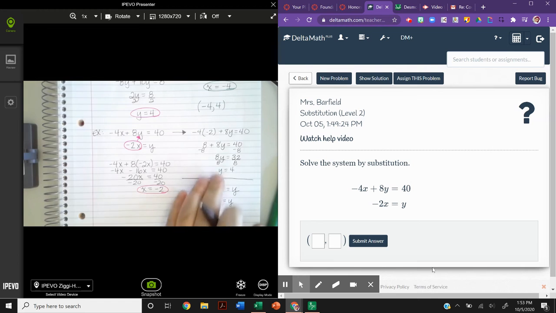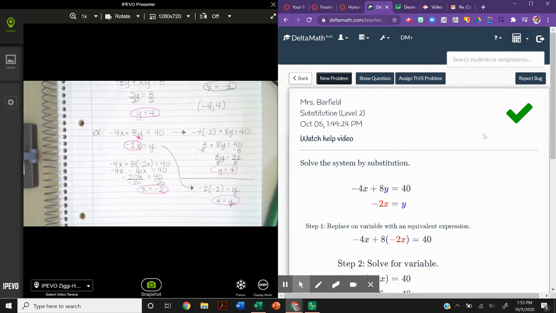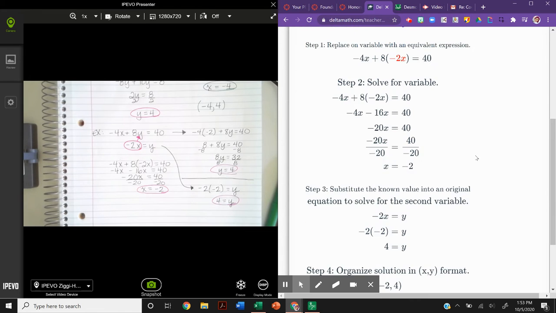So you can see I got the same answer. Whether it's easier for you to plug it into the first one or the second one, whatever's easiest for you, your answer is x equals negative 2, y equals 4. Whichever one you pick as your approach in your notes, x equals negative 2, comma, 4. Submit my answer, yes, and there we go.